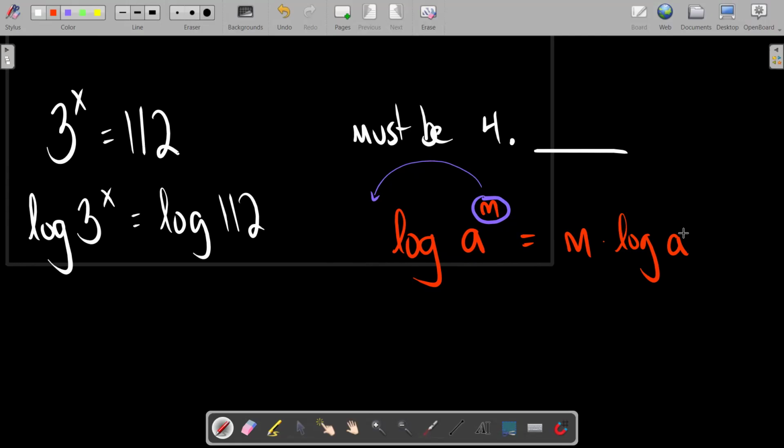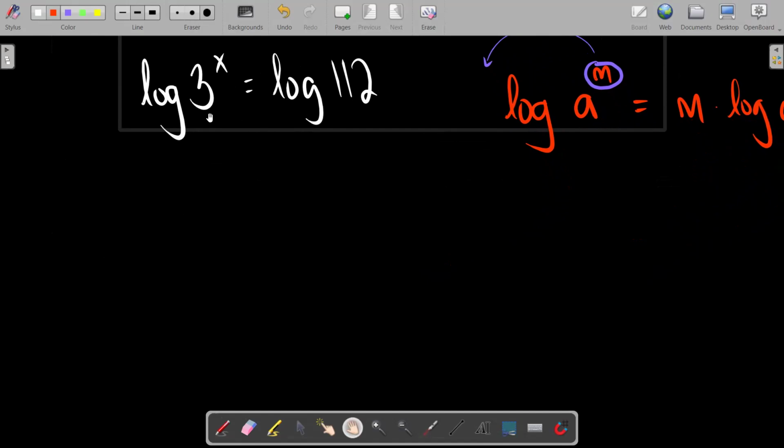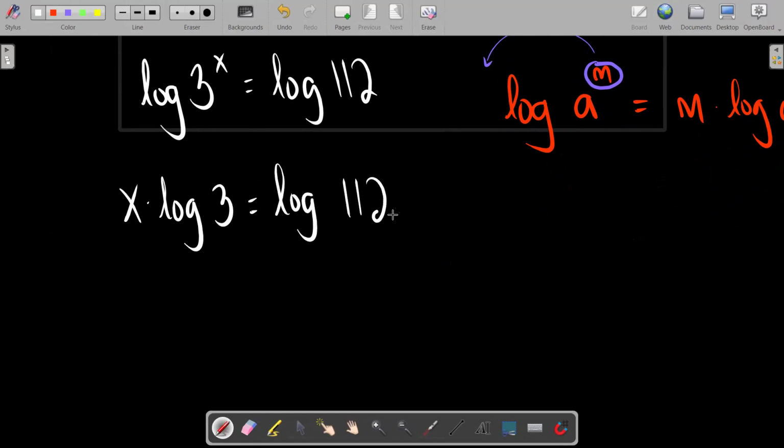What does that mean for us over on the left? Well, it means that we can now take that x that's hiding from us, and we can only do this because we applied a logarithm. We're going to take that x and bring it down in front. And we're going to rewrite this equation as x times the log of 3 equals the log of 112. Again, absolute game changer, because now it's calculator to the rescue, 100%.